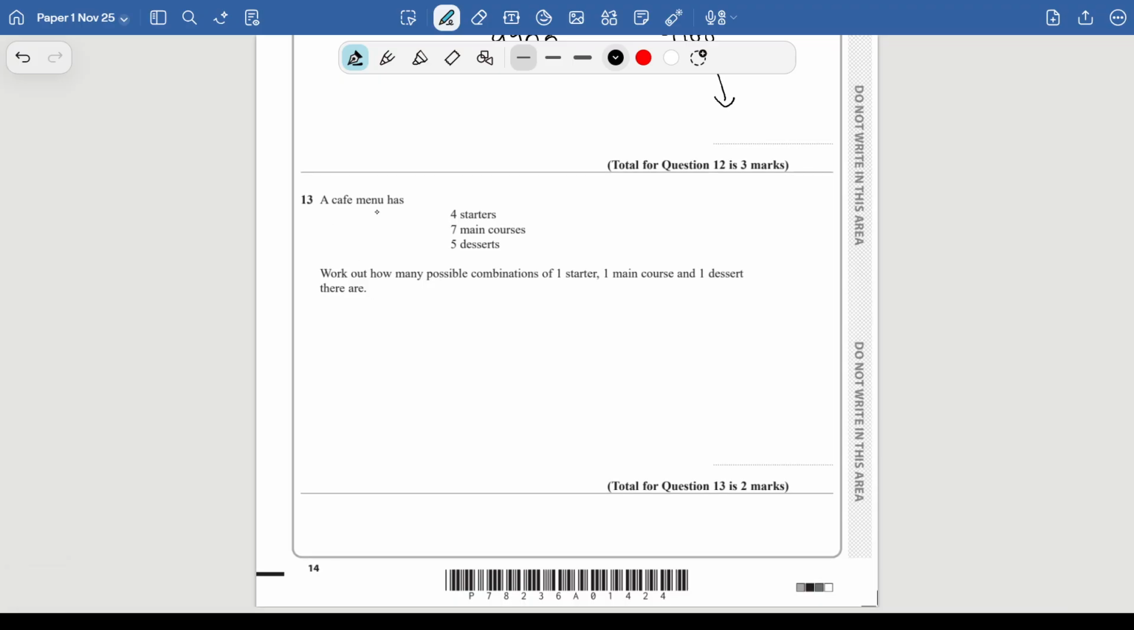The next question: a cafe menu has 4 starters, 7 main courses and 5 desserts. Work out how many possible combinations of a starter, main course and a dessert there are. So you can choose one starter from all 4 starters, it can be any one. 7, you can choose one main course and a dessert. So it can be any one of these combinations. So 4 times 7 times 5 will give you all possible combinations of these items. So you just have to multiply them. 7 5s is 35, times 4 is 20, 4 3s is 12. So that's 140.